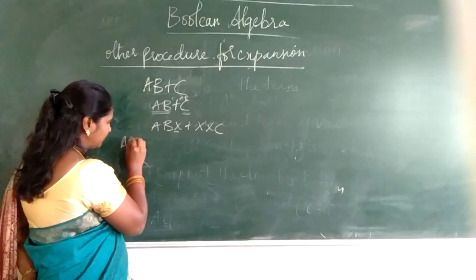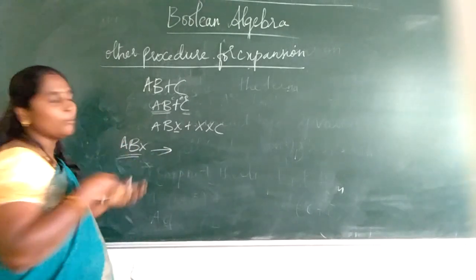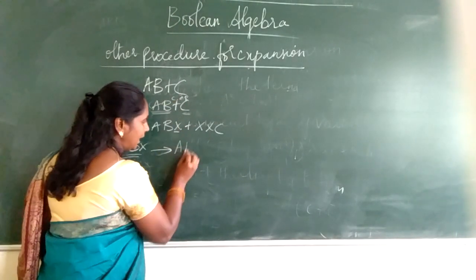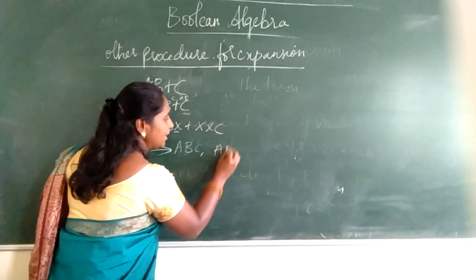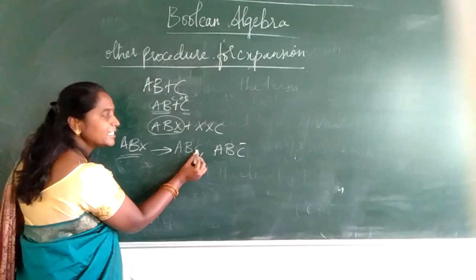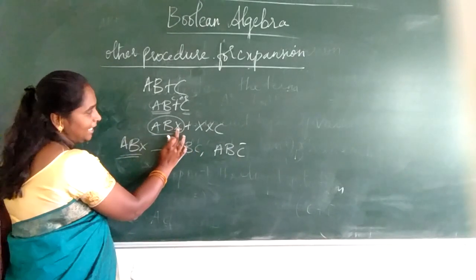Now ABx. I am taking each term. Use the possible combinations of x's. X here is nothing but C. So here ABC, ABC bar. In one term, only C can be changed, with C or C bar. That is the one possible combination in your ABx.